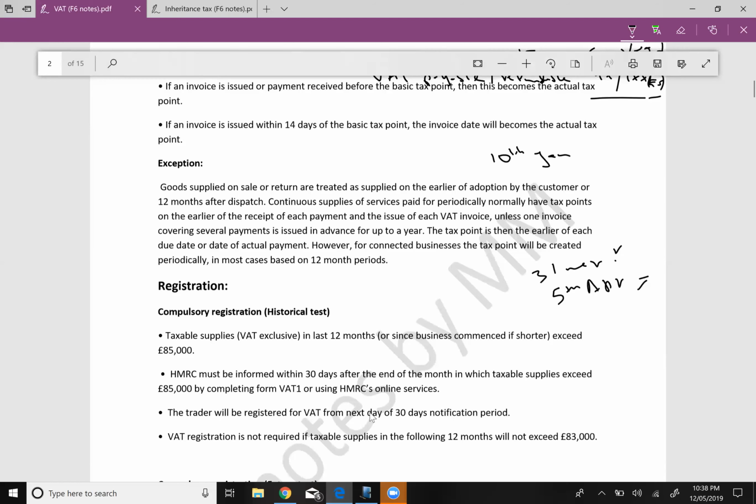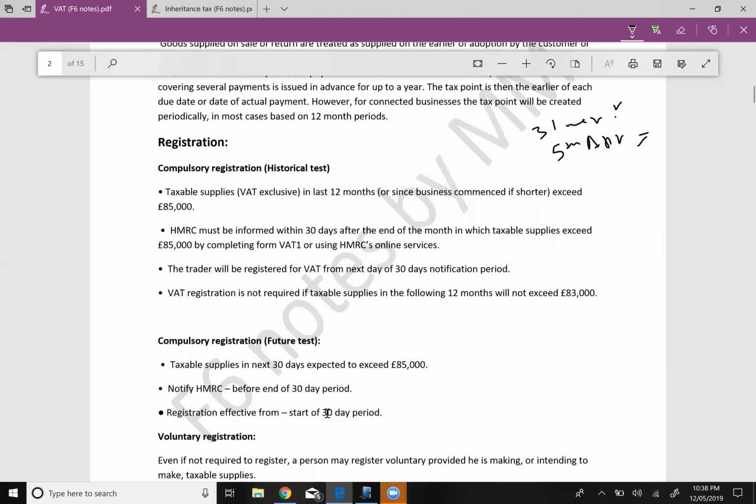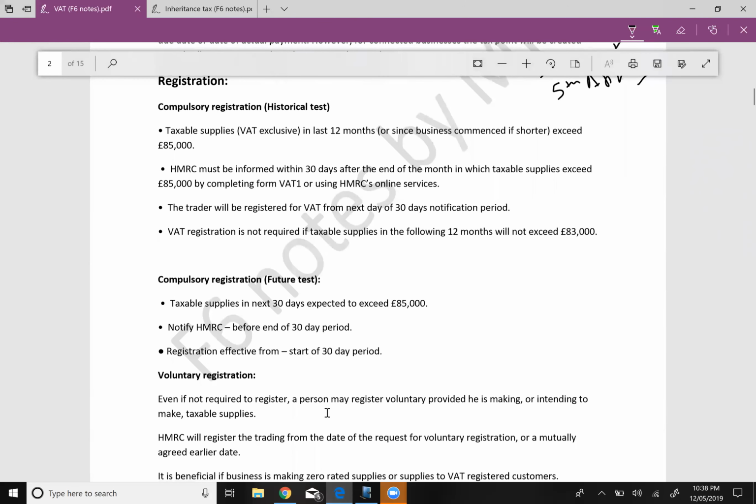Now the question is that if the sale is less than £85,000, can I still register for VAT? The answer is yes, and that is known as voluntary registration. Even if your turnover is less than £85,000, you can still register for VAT, and that is known as voluntary registration. Now the question is what are the benefits of voluntary registration? Why would anyone go and voluntarily register for VAT?